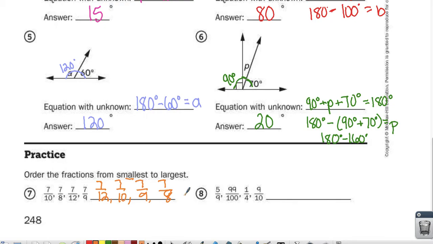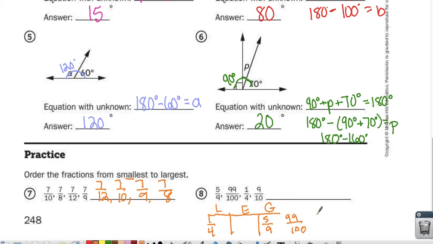And number 8. These fractions do not have the same numerator or the same denominator, so I have to figure out a different way to organize them. I'm going to use this LEG, less than half, equal to half, greater than half to start. 5/9. I know that half of 9 would be 4 1/2. So 5/9 is greater than half, 99 hundredths is definitely greater than half. That's almost a whole. 1/4 I know is less than half because half of 4 is 2.